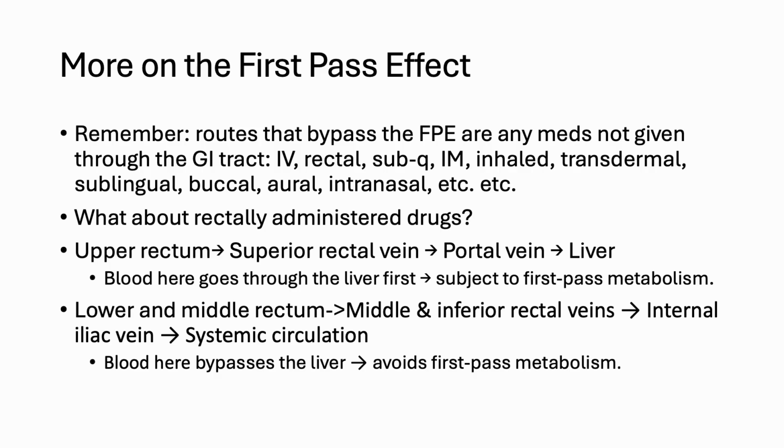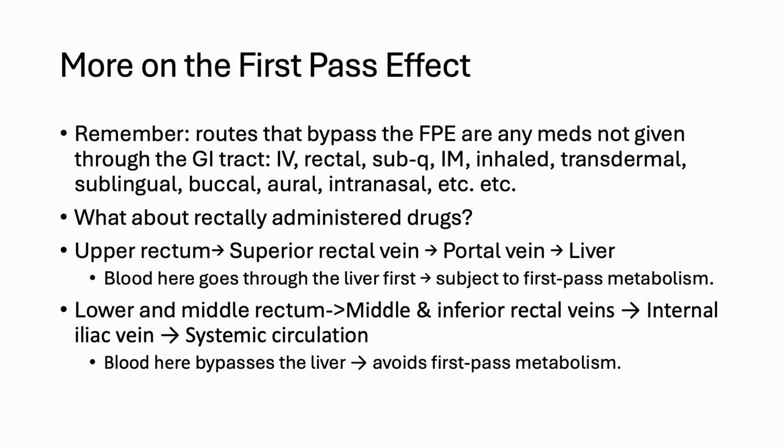So the upper rectum connects to, those capillaries connect to the superior rectal vein, and then they go to the portal vein, and then they go to the liver. So blood here goes to the liver first, and so it is subject to first pass metabolism. So if you gave a medication that made its way up to the upper rectum, it would be absorbed into those capillaries of the upper rectum and then eventually get to the liver. So it is subject to first pass metabolism.